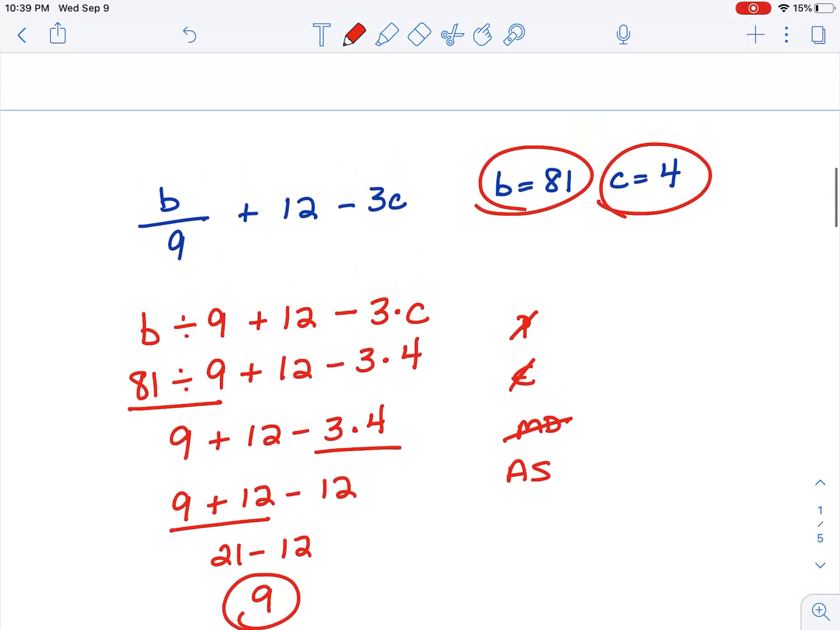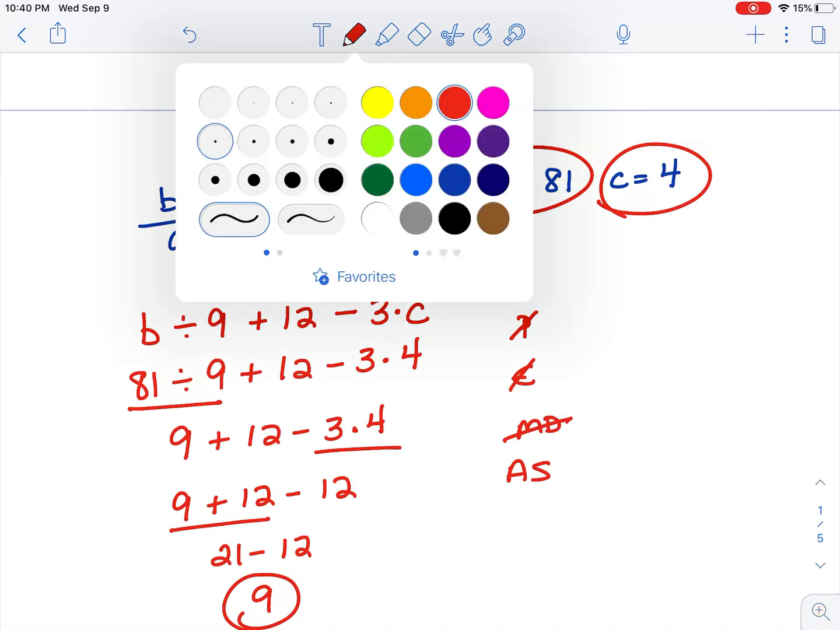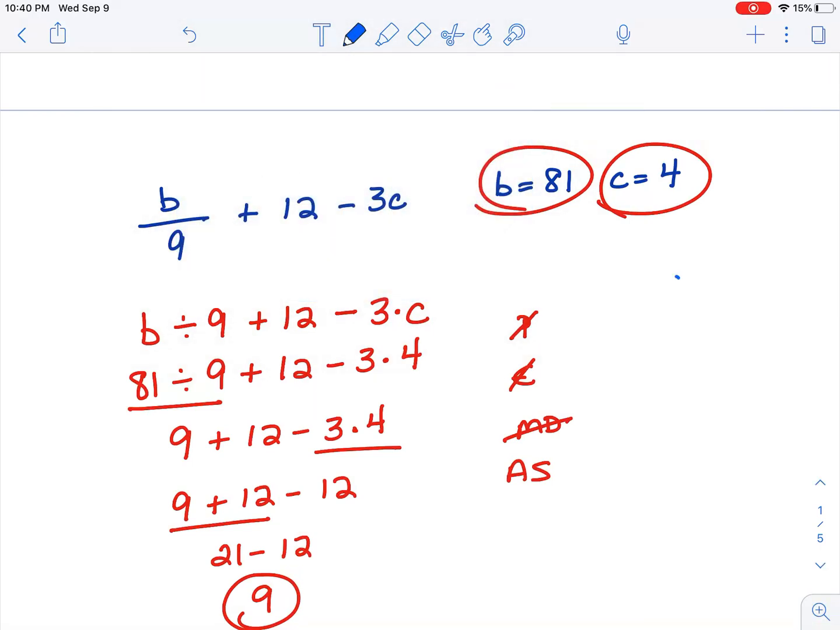Now, could I have done it exactly this way up here, the way it's written in blue? So let me go to blue. So I could have said 81 divided by 9 plus 12, subtract 3 times 4. Now, I'd have to put parentheses around the 4, or it'll look like 34. So you have to make it side by side, or like we did here, use a multiplication dot, something to show it's multiplication and not 34.